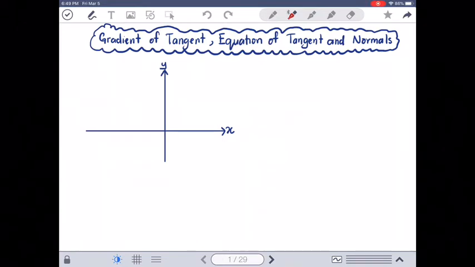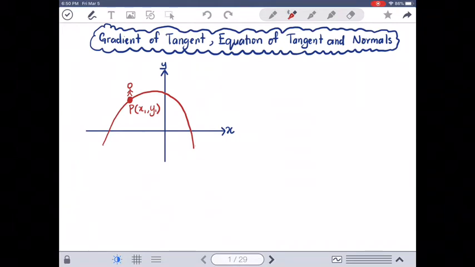In today's video, we are going to talk about gradient of tangent, equation of tangent, and equation of normals. Suppose that we climb a mountain or a hill that looks something like this. This is your mountain or hill maybe. You climb the mountain and you stop at this point. I name this as point P such that the coordinate is x1, y1. So you climb that hill and stop at point P.